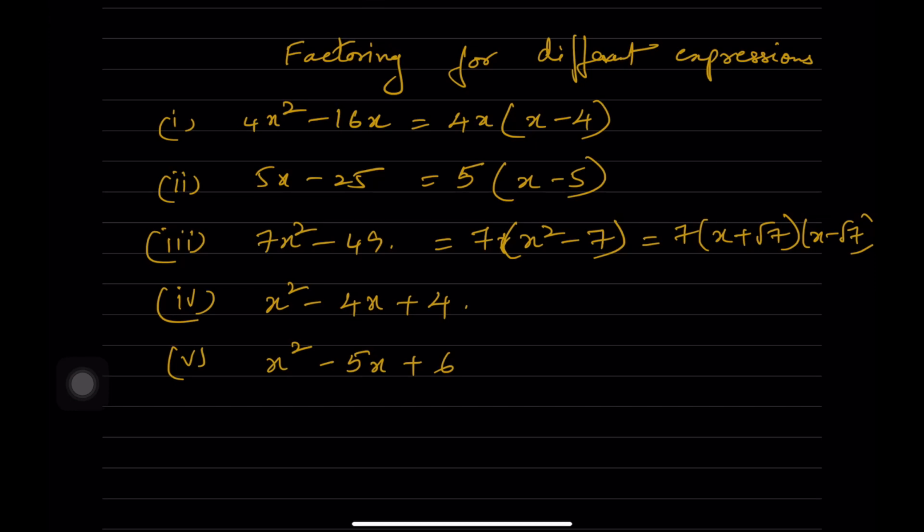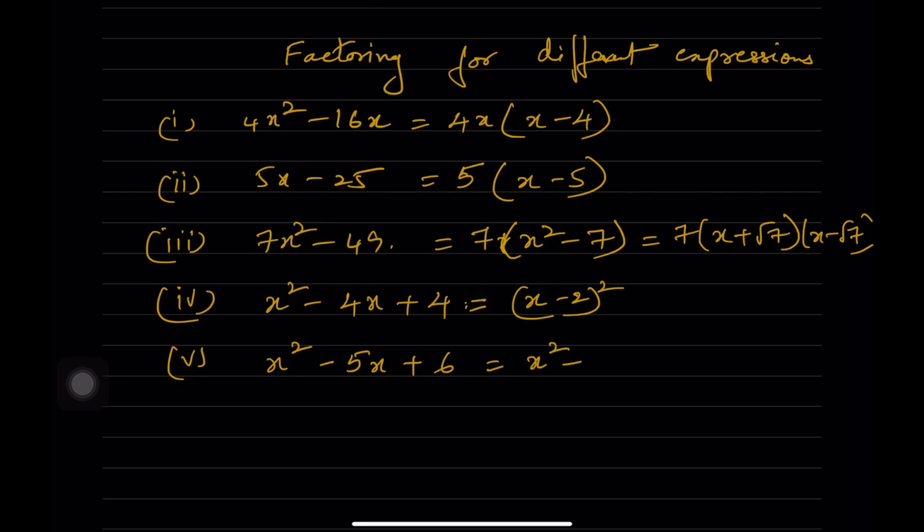That is a square minus b square. That identity we have used here. And now here, what identity do we use? We use it as x minus 2 whole square, because it is nothing but x square minus 4x plus 4. Then here we can again factorize this.